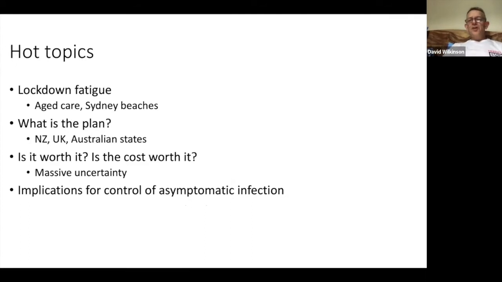Well, I think aged care is a real problem. We're seeing these outbreaks pop up all around the place. All of the issues on Sydney's beaches with too many people coming up and crowding around on the beaches, creating a policy problem. We're still not really clear what the plan is, how to ease the restrictions.